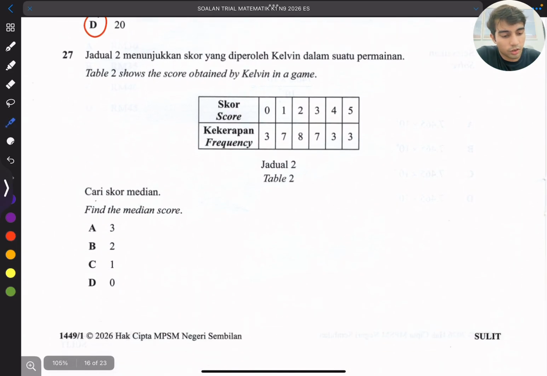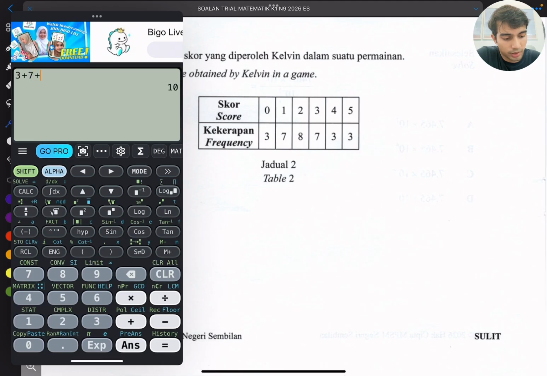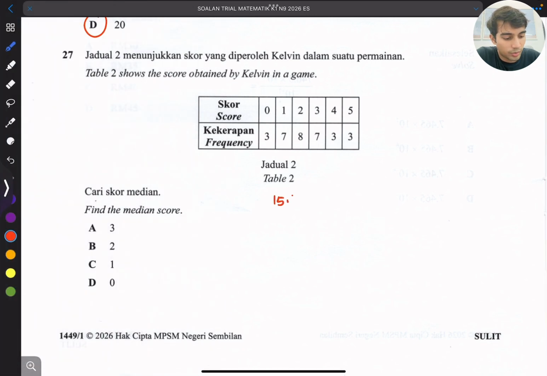Table 2 shows a score obtained by Kelvin in a game. Find the median score. Median means right in the middle. So here we can add up all our frequencies first. 3 plus 7 plus 8 plus 7 plus 3 plus 3. Our total frequency is 31. We need to find the middle, so divided by 2, 15.5. So the 15.5th term will be the median score.